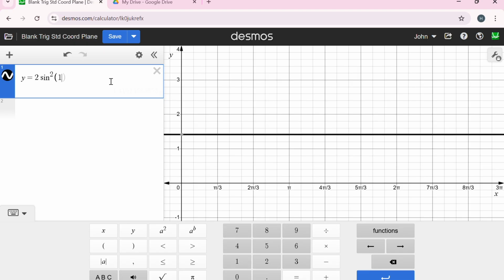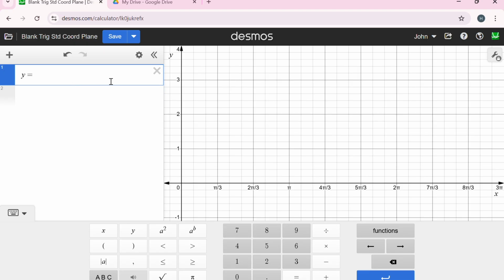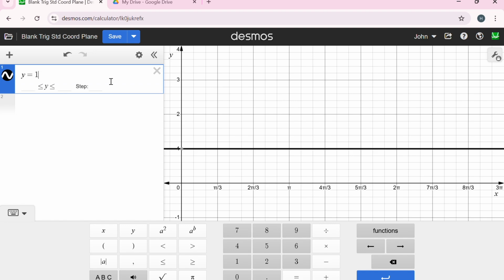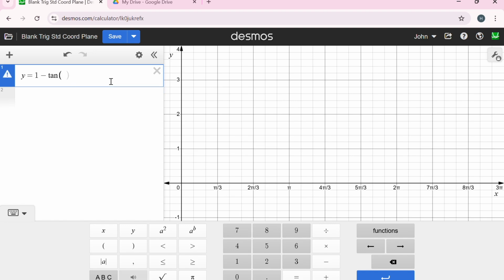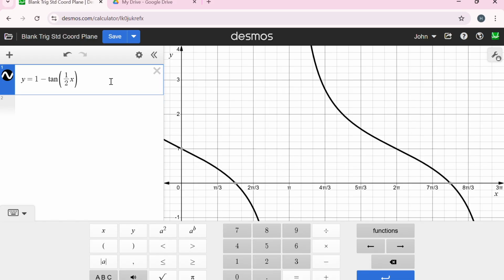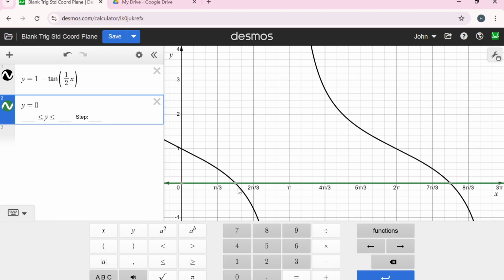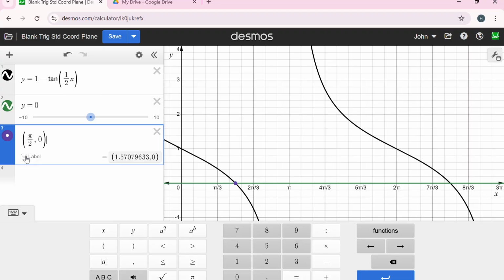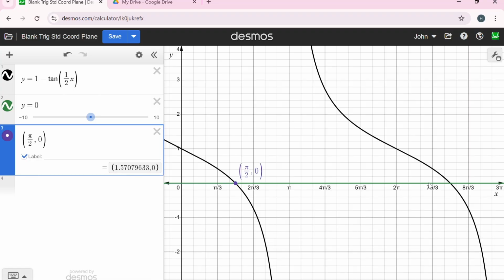All right. Next one, I have y equals, all the left side is 1 minus tangent of 1/2 x. Okay, so 1 minus tangent of 1/2 x. And then the right side is y equals 0. All right, what do we got here within our domain? I have one intersection point, and then this one is outside. So my solution here is just one solution, pi over 2. There we go.